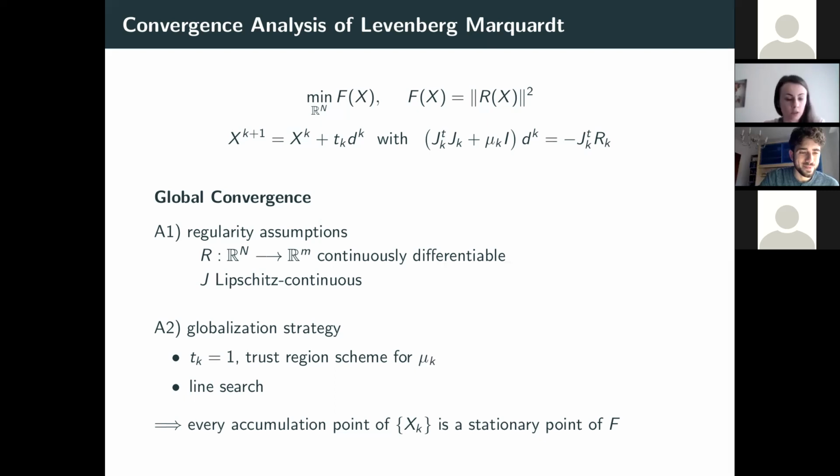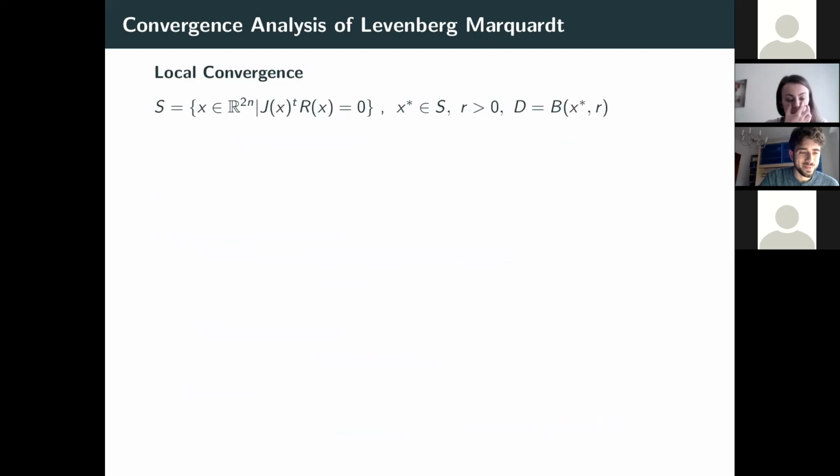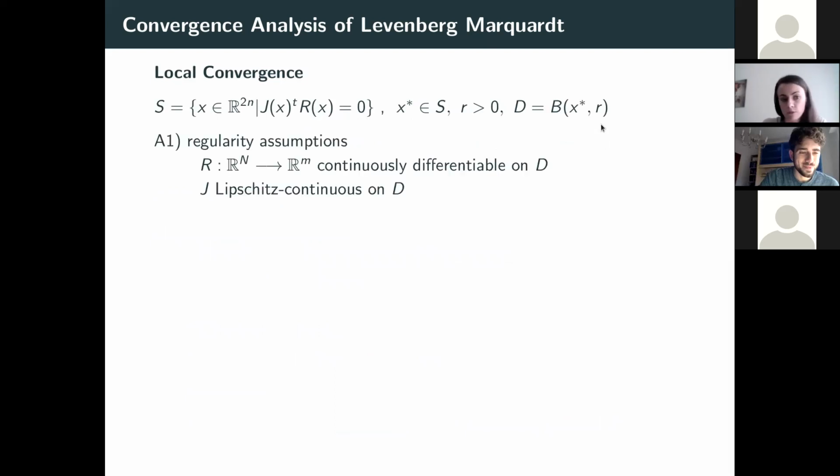Okay, so this is global convergence. Now for local convergence. Well, first of all, we are in local framework, so we consider the set of stationary points, and then we fix one stationary point and we focus on a region around that point. We have again the same regularity assumption. The only difference is that now it's enough to have them on the region that we are considering, of course.